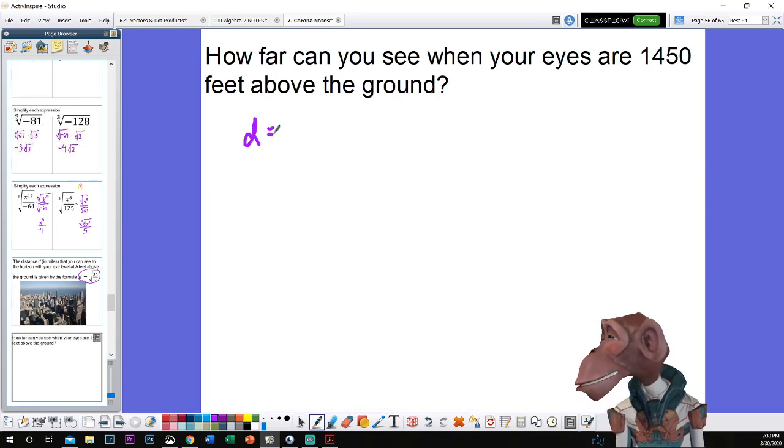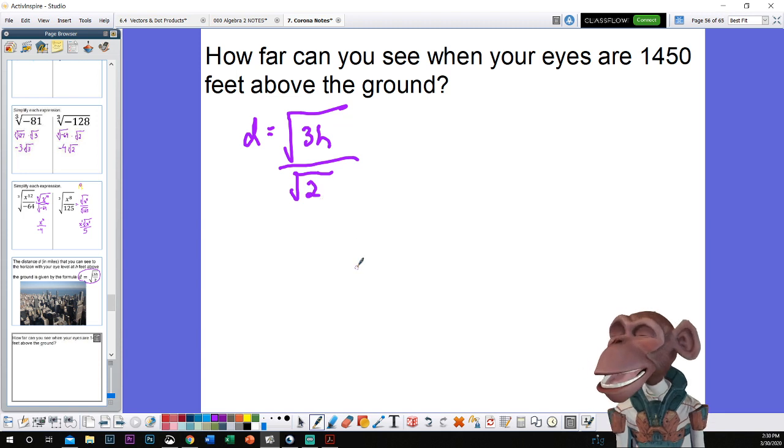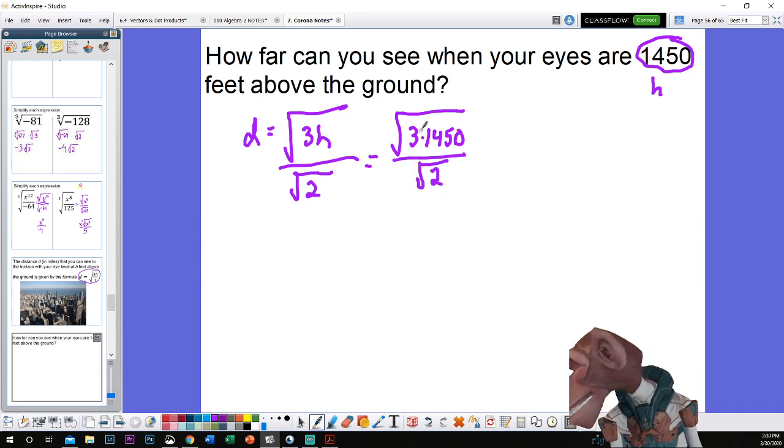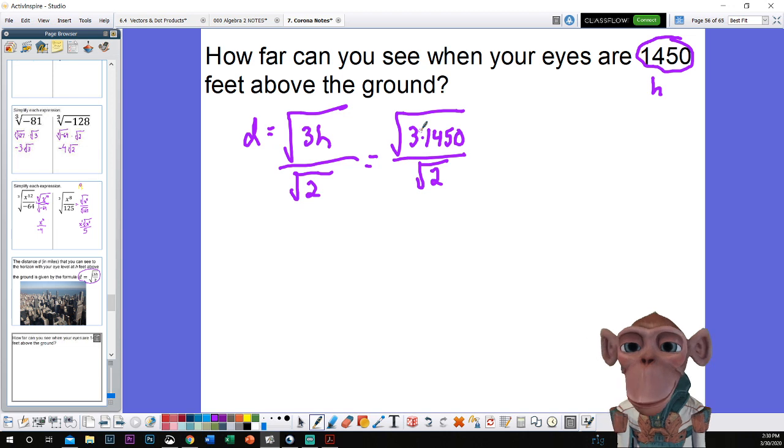let's write this here. And actually I'm going to write it like 2 separate square roots, just like that. Okay, now this says our height is 1450, so that's going to be our h. So I'm just going to rewrite this equation. So it is square root of 3 times 1450 all over the square root of 2. So go ahead and do 3 times 1450 on your calculator. And then mine says that that is 4350.